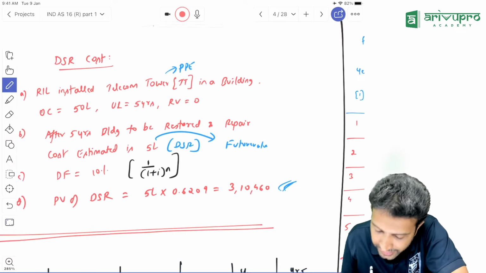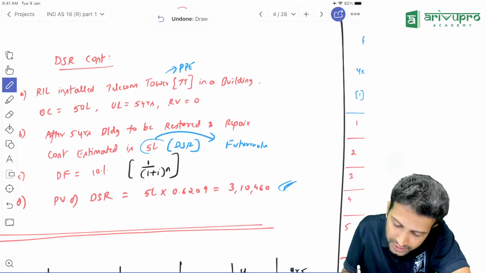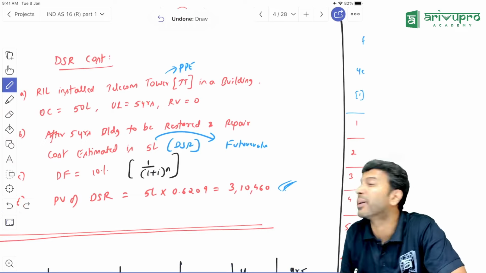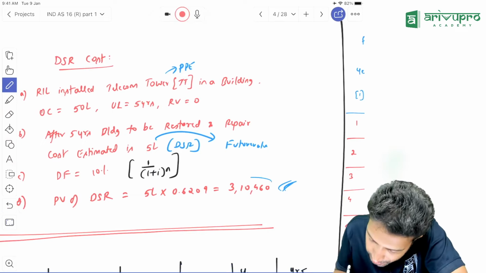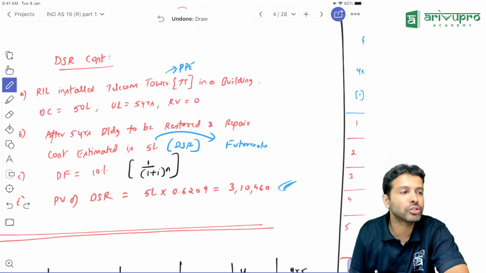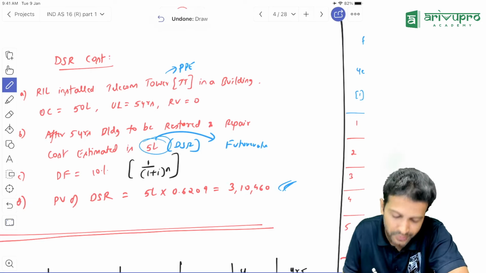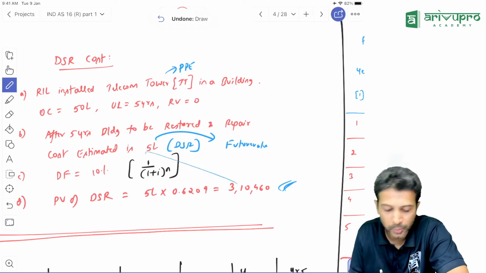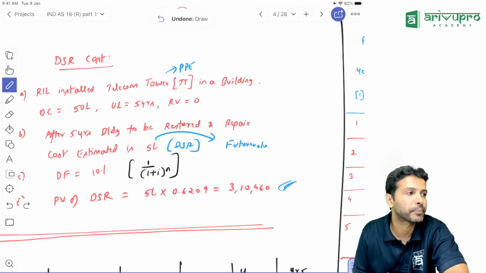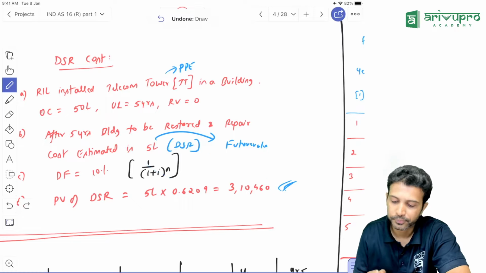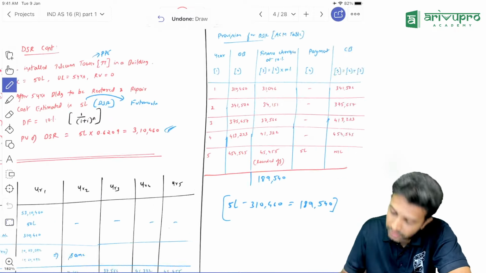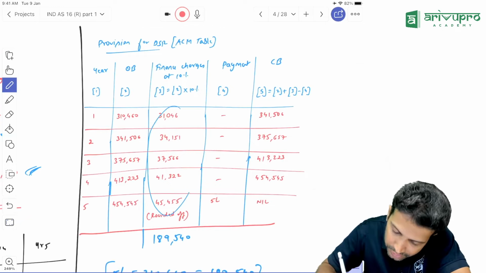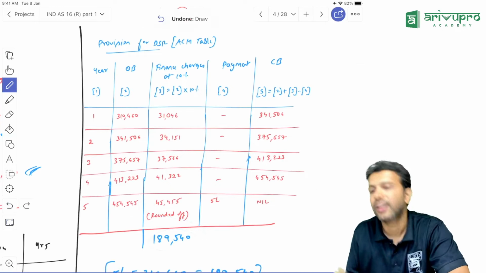Sir, how much did I capitalize as DSR cost? Did I capitalize 5 lakh, or did I capitalize to the extent of present value? Present value. How much was my present value? 3,10,460. How much was my future value? 5 lakh. Find out the difference between these two. 189,540. If you add all the finance charges, you will get 189.